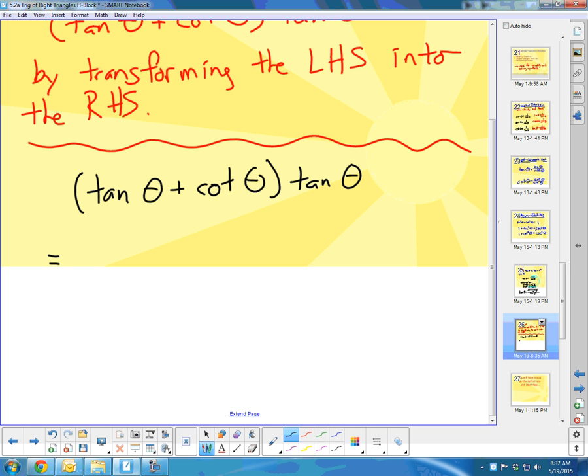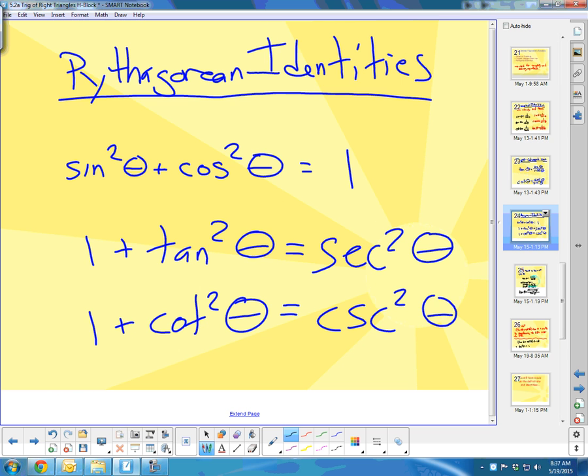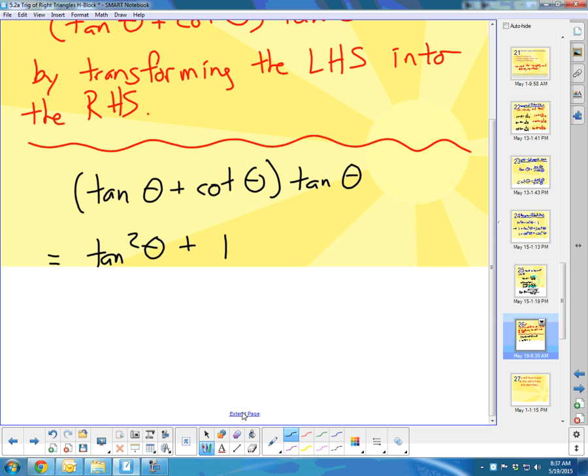When I look at this, I'm thinking about seeing the distributive property. So I'm going to distribute the tangent theta through the parentheses and have tangent squared theta, plus 1. Plus 1 because tangent and cotangent are reciprocals, and when you multiply reciprocals, you get a product of 1. And then tangent squared theta plus 1, that is one of our Pythagorean identities, that 1 plus tangent squared theta equals secant squared theta. So I can simply say that equals secant squared theta.